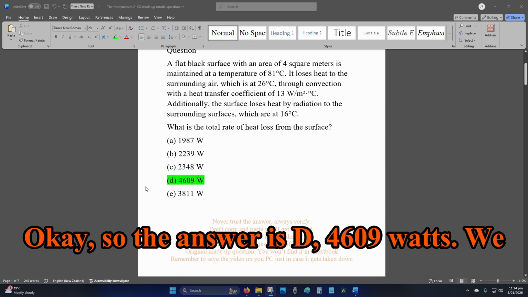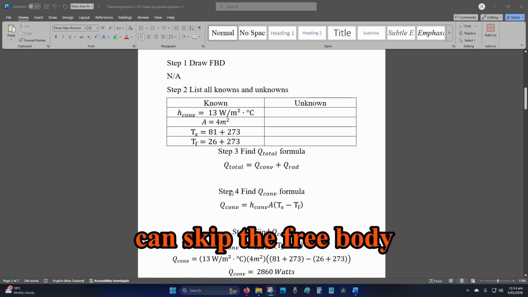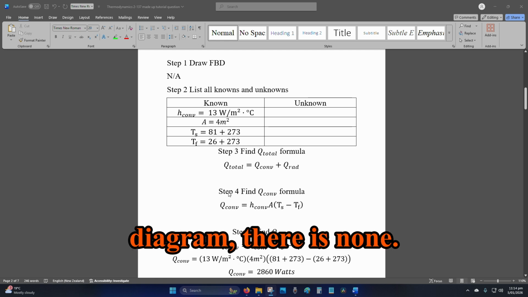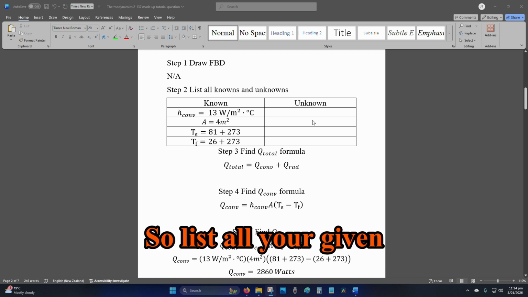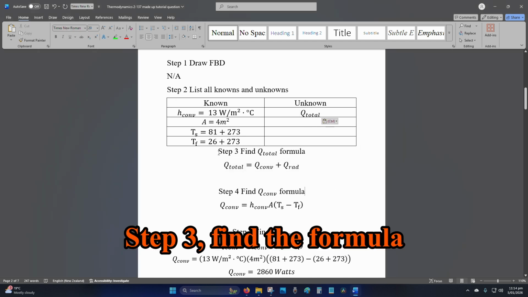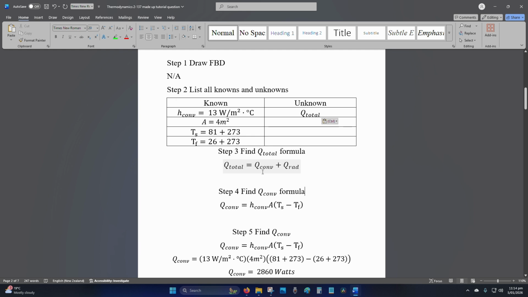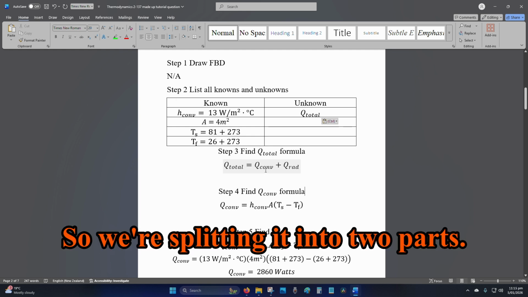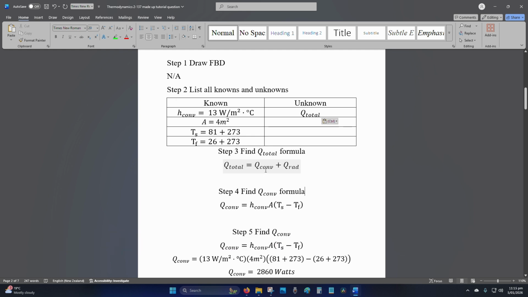Okay, so the answer is D, 4,609 watts. We can skip the free body diagram, there is none. So list all your given variables, find the unknown. Step 3, find the formula for the total heat loss. So we're splitting it into two parts. We got the convection and the radiation.